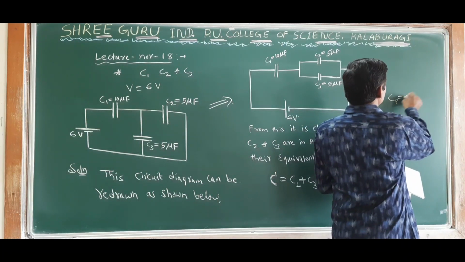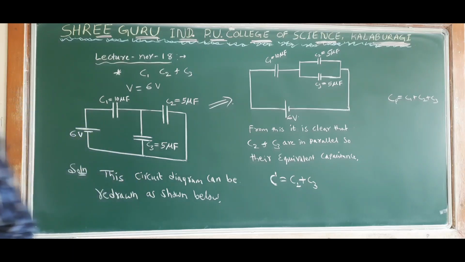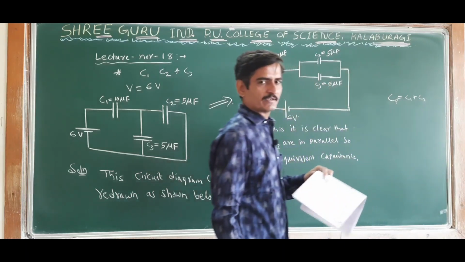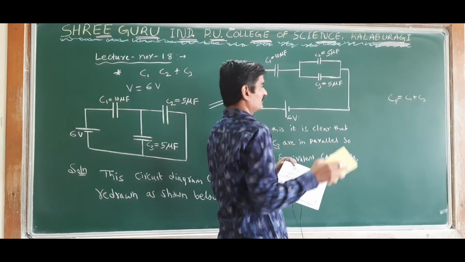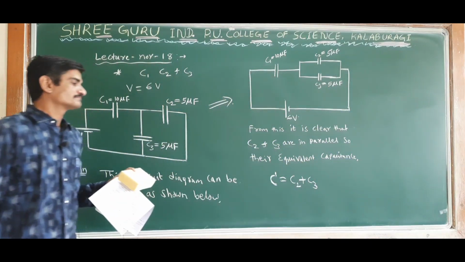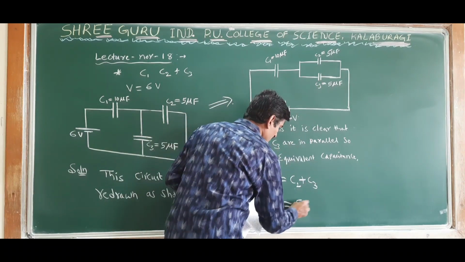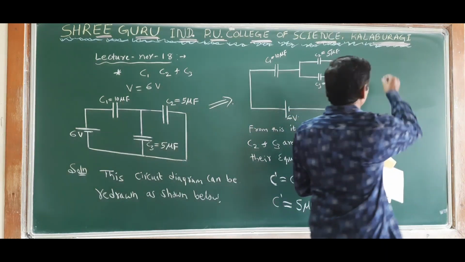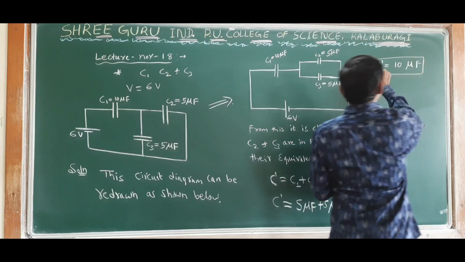In general, we write Cp is equal to C1 plus C2 plus C3, whether 3 capacitors are there or 2 capacitors are there, if they are in parallel. Then we write C1 plus C2, first capacitor, second capacitor. But here C2 and C3 are given, so we write C2 plus C3. Understood? Now C dash is equal to 5 microfarad plus 5 microfarad, not 25, 10 microfarad. C dash is equal to 10 microfarad.